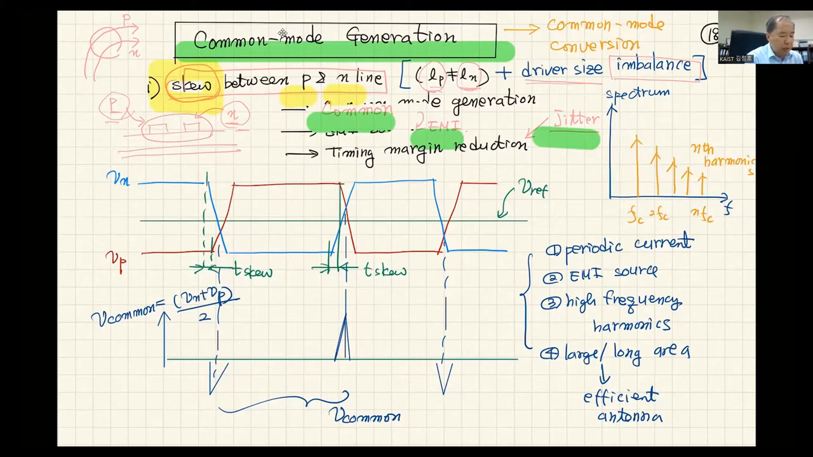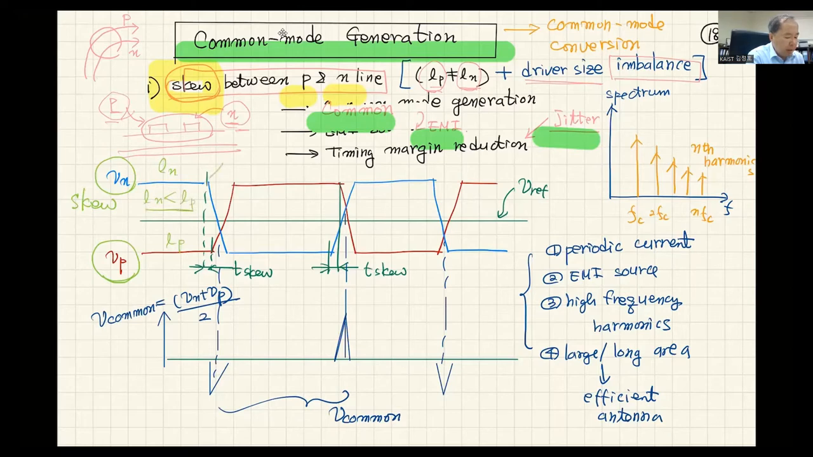Let's take a look at this case. Let's assume we have P line voltage VP and N line voltage VN. Let's assume that we have skew between the two lines in a differential pair. In this case, we are assuming that the length of N is smaller than the length of P.